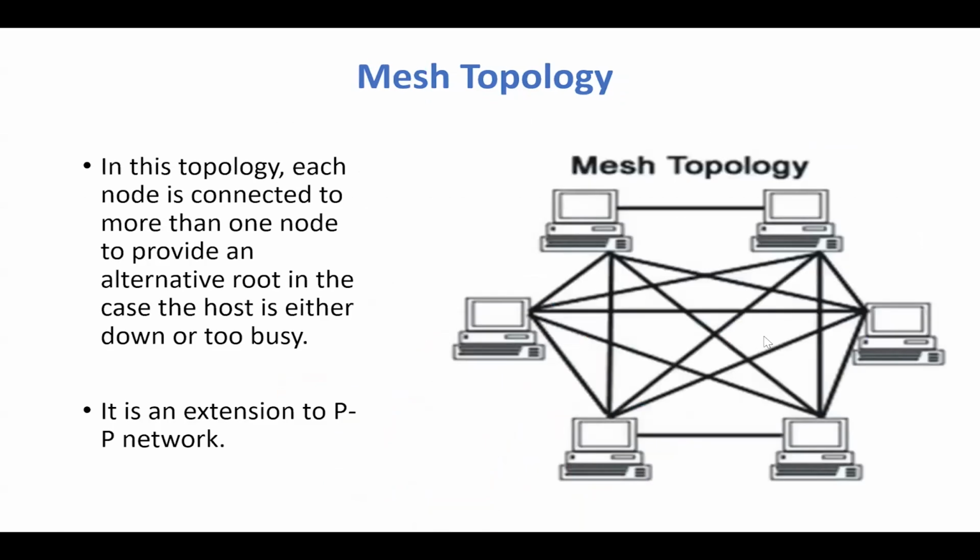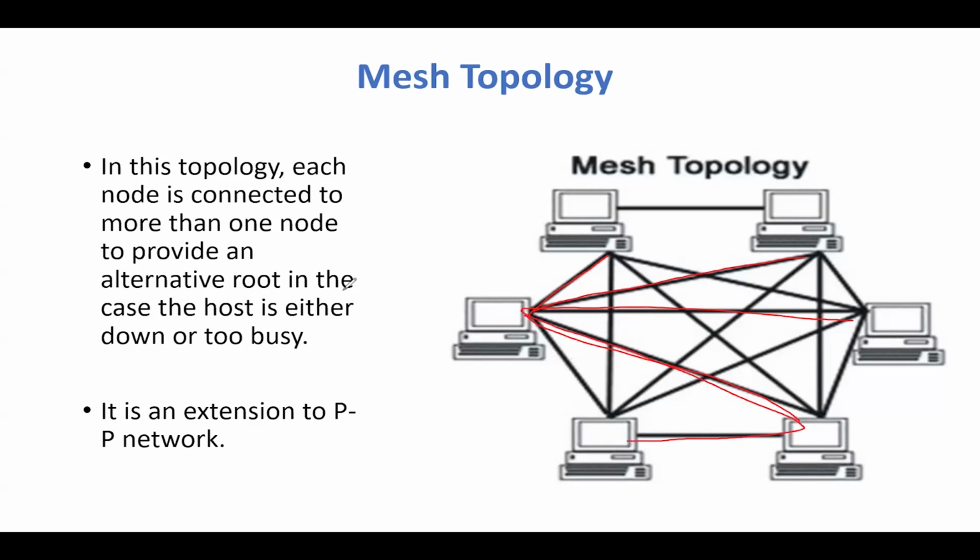The last topology is a mesh topology. In this topology, each node is connected to more than one node to provide an alternative route in case a host is either down or busy. For example, this system is connected to this, connected to this, connected to this as well as this. Suppose it is not connected to this. In that case, it has to go through this system, isn't it?